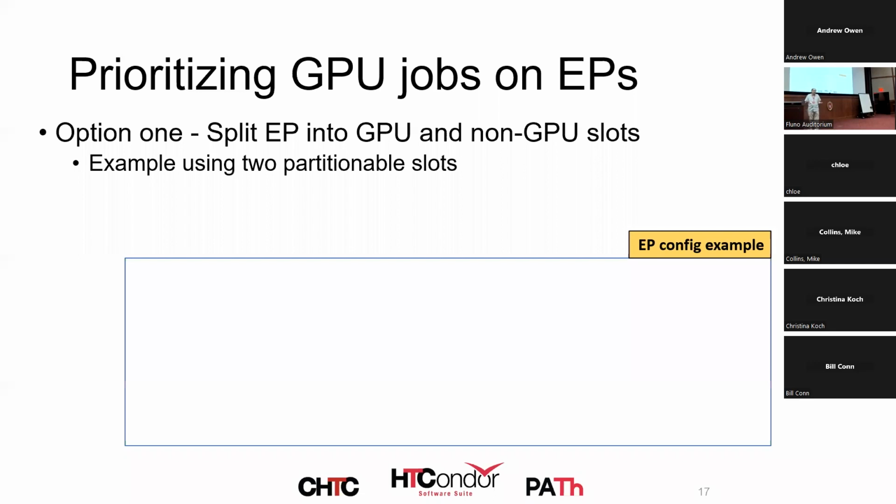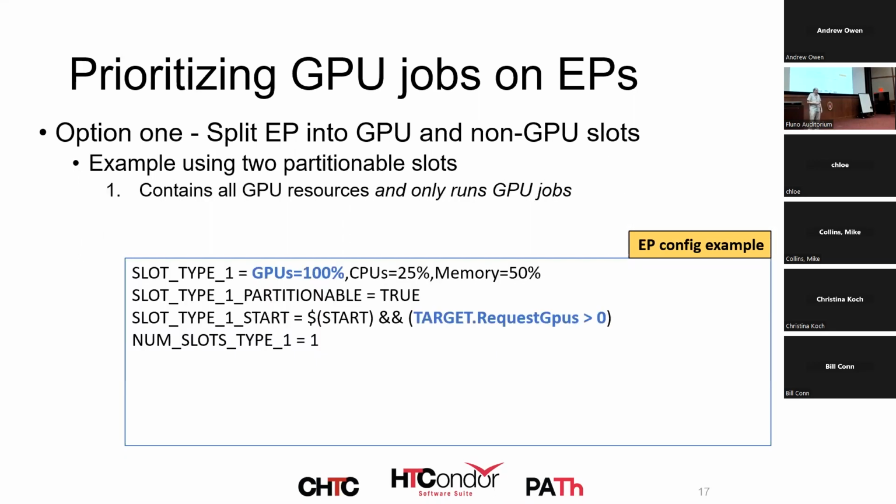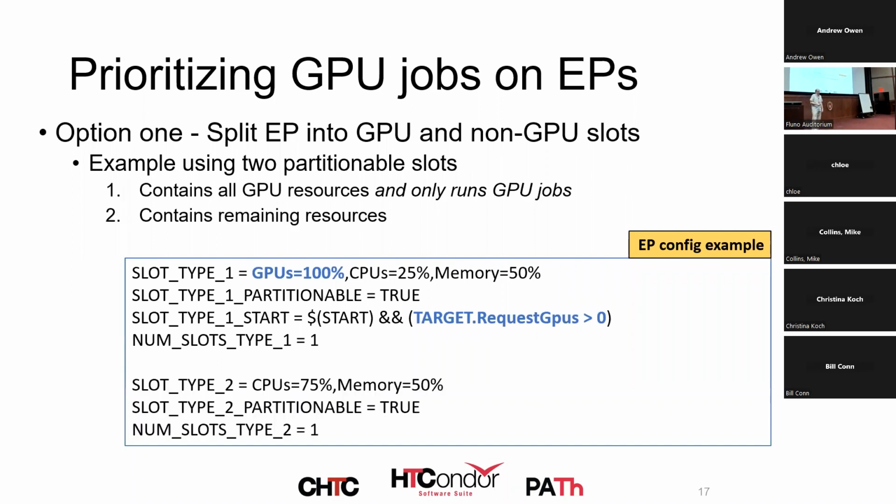First, a really easy way to do this is to split up your machine into 2 partitionable slots. The first one would contain all of your GPUs, and you would modify the START expression so that you will only accept jobs that request GPUs. And then you have a second slot that's going to catch all the other jobs that could potentially run there.